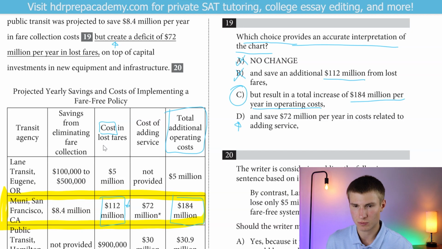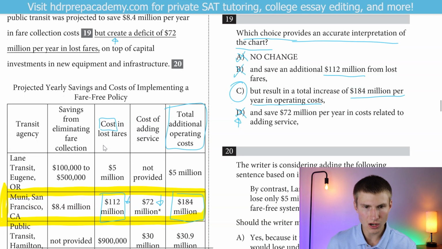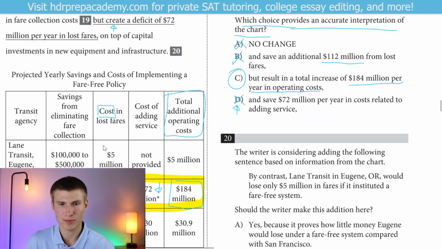I'll go and show you why D is incorrect as well. It says save 72 per million. Save $72 million per year in costs related to adding the service. No, that $72 million per year is a cost. It's not savings. All right, next we have on top of capital investments in new equipment and infrastructure.